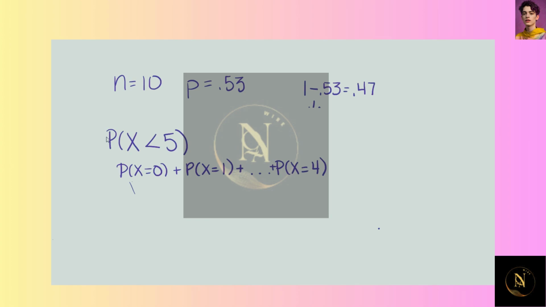I could do all of that by hand using the binomial formula, or I can use the binom cumulative distribution function, and I would do 10, 0.53, and 4, because I'm looking for the sum of all the probabilities from 0 to 4. When I do that in the calculator, I get 0.306, which is 30.6%.